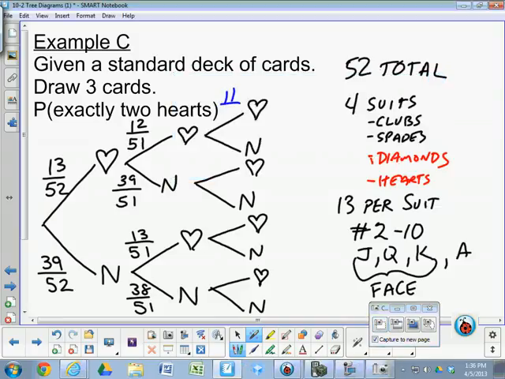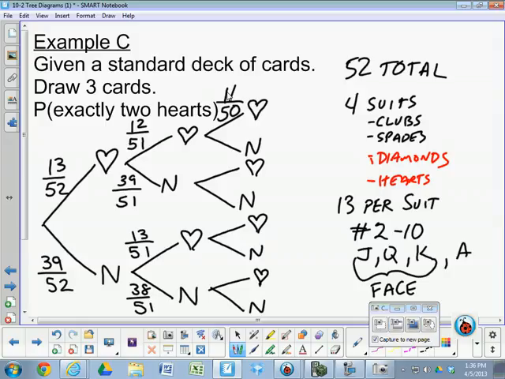11 out of 50. That's going to disappear. 11 out of 50. Is that clear as to why it's 11 and why it's 50? On the third try, if you already got 2 hearts, there are only 11 left. If you took 2 of the 52 cards, there are only 50 left.